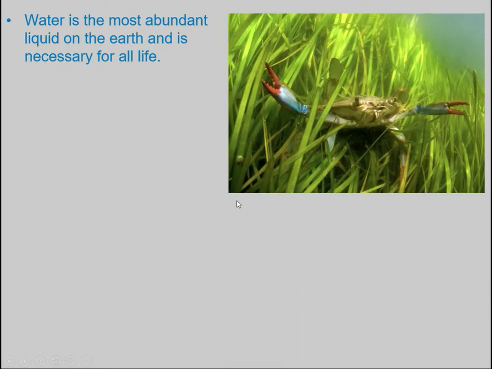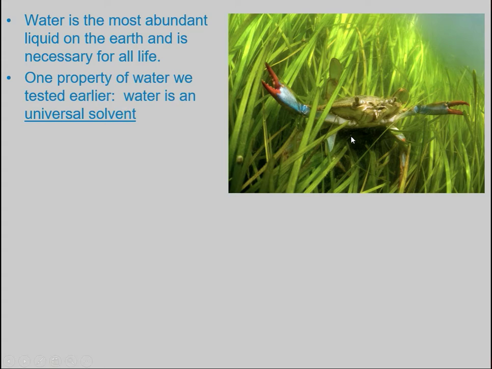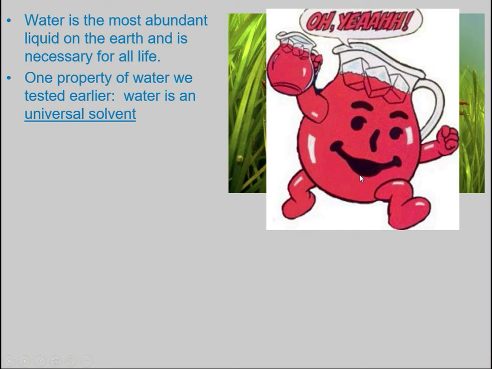Water is the most abundant liquid on Earth and is necessary for all life. There's our classic Chesapeake Bay blue crab right there. One major property of water is that it's a universal solvent. In biology next year, you are going to beat the concept of water as a universal solvent like a dead horse. Water dissolves just about everything, especially those life-critical components. Okay, there's Kool-Aid Man. Water is fantastic at dissolving things, especially anything that has a charged component to it, because it will grab that apart.